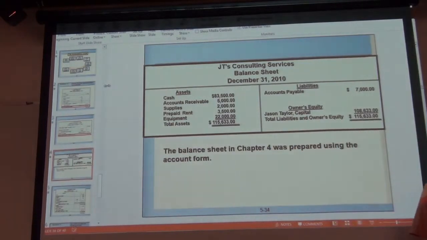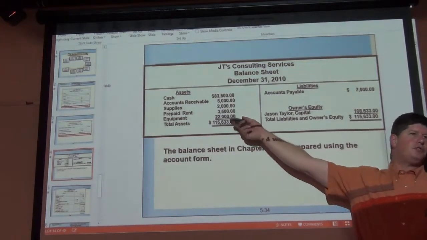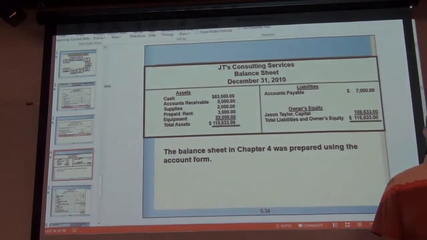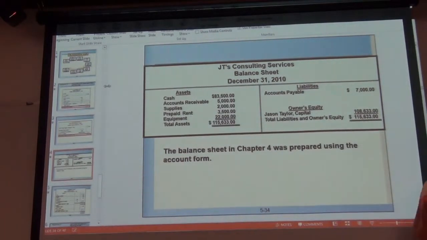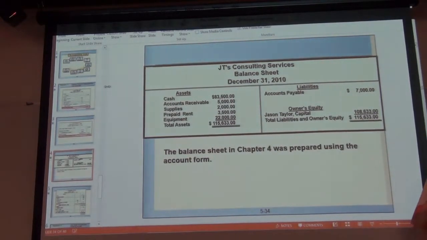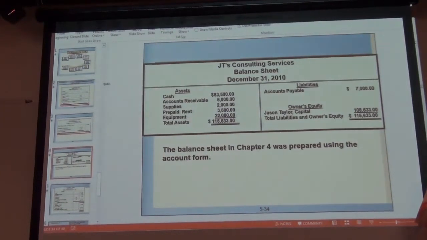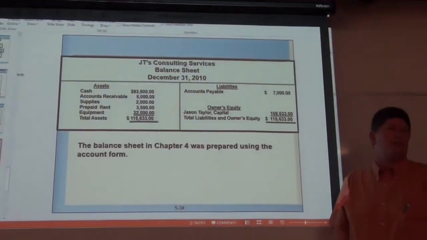Do they really? No, you're missing the accumulated depreciation, right? Okay. But they should balance when you're all said and done. Good? Questions on any of the three financial statements?